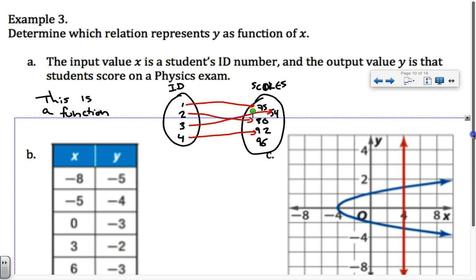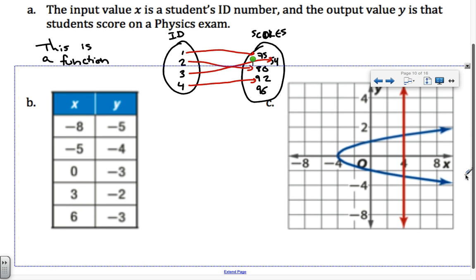If we look at B, I have a table of values where I have x and y. So I have -8, -5, 0, 3, and 6, -5, -4, 3, -2, and 3. So what we're looking for in the table to determine whether this is a function is two x values that are the same that map to two different y values. And in this, I notice that each x value is unique and it maps to a y value. So this is actually a function.